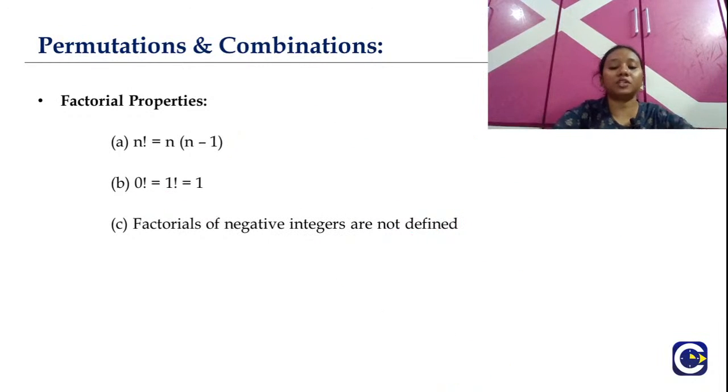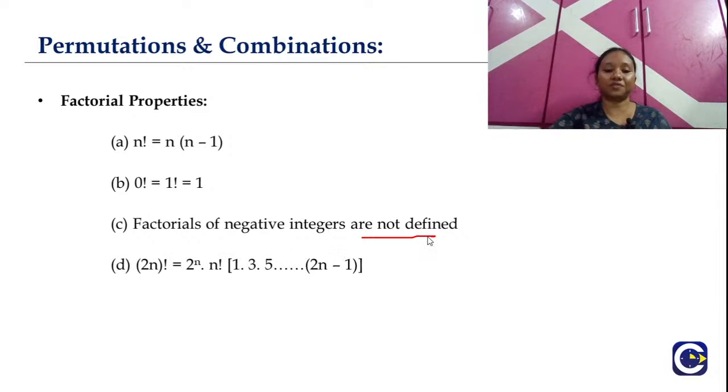And the next property here is factorials of negative numbers are not defined. By the definition of factorial itself, it's a product of the first n natural numbers. Right, that means we cannot have any negative integers. So factorials of negative integers are not defined.